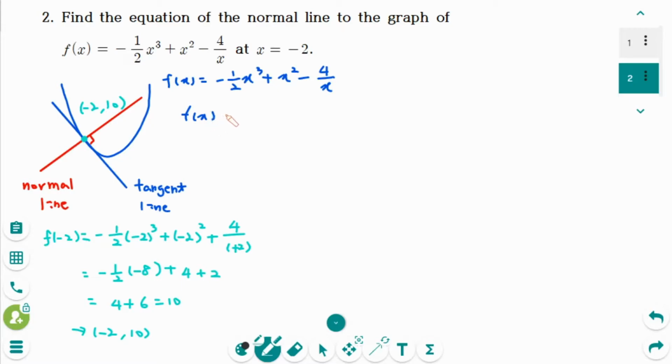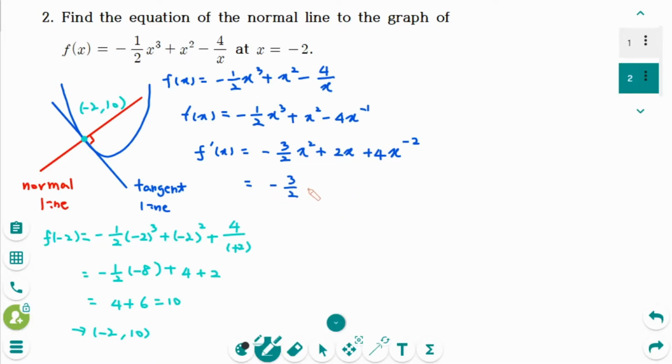f of x can be rewritten as minus 1 over 2 x cubed plus x squared minus 4 times x to the power of minus 1. And we need a slope: minus 3 over 2 x squared plus 2x, minus 1 down, make positive 4, x to the power of minus 2, and we can rewrite as minus 3 over 2 x squared plus 2x plus 4 over x squared.